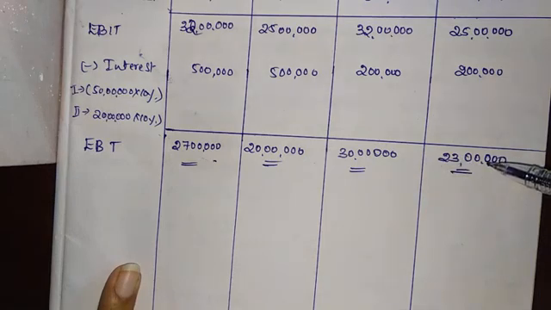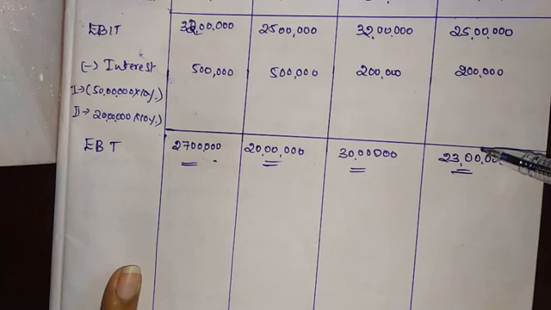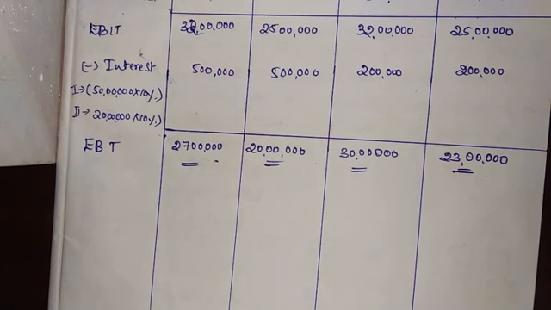So this much is enough because we need to calculate only operating leverage and financial leverage, and there is no need to calculate EPS. So we need information only till here. Let's go for calculating operating leverage. The formula is contribution divided by EBIT.